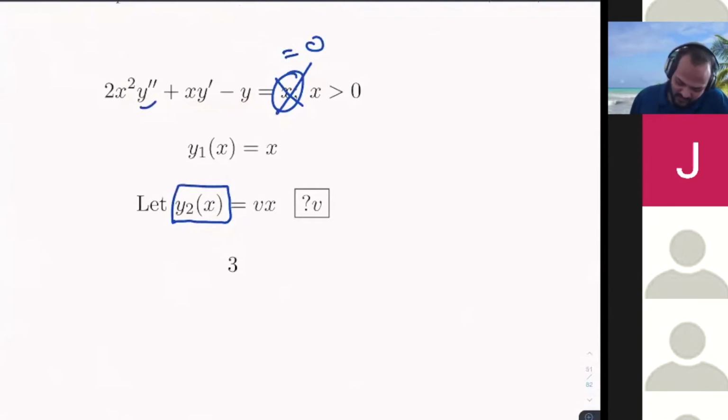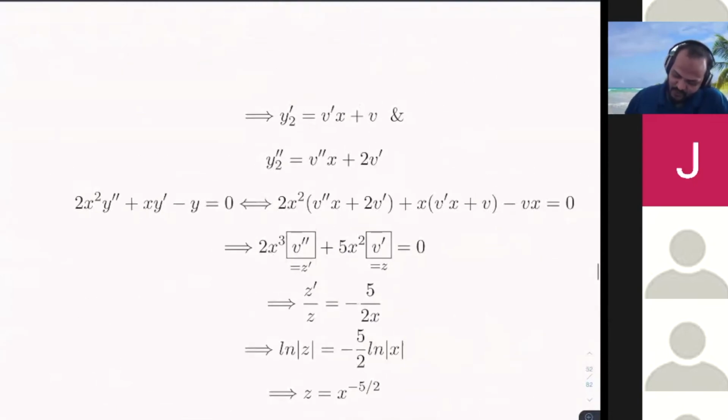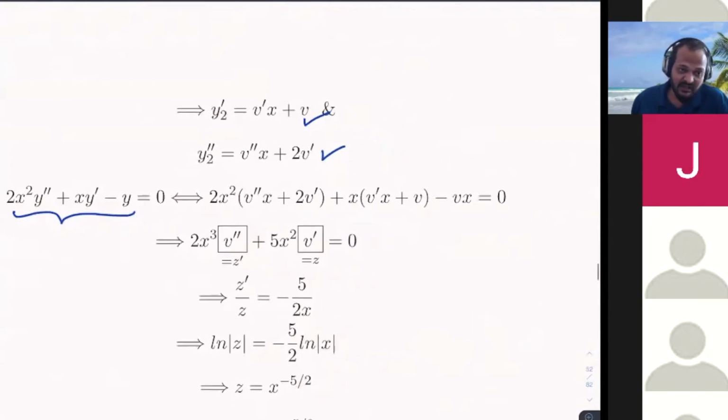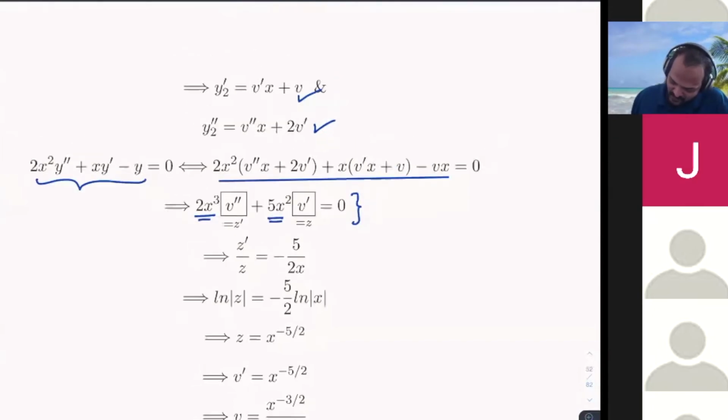I have to find the y2 double prime, and I have to find the y2 prime. Then I'm going to plug this back in, right? Here is my y2 prime, and here is my y2 double prime. If I plug this into the homogeneous version, which is like this, that's what I have. When I simplify all that, I'm going to have 2x cubed plus 5x squared, v prime, and v double prime, and so on.